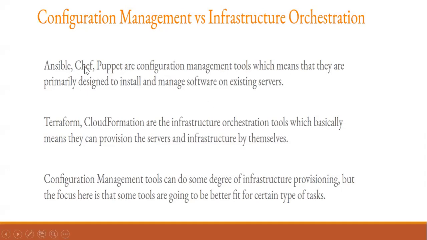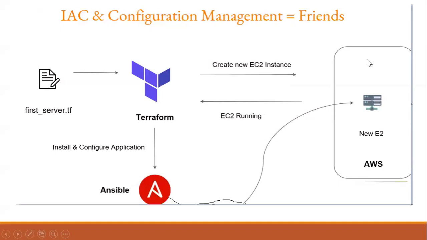Managing software on existing servers means once the infra is built, Ansible, Chef, Puppet, these all are used. If you want to install Java Tomcat on 100 servers, we can use Ansible. So this is configuration management. Once the infra is built, we can do the configuration. What are the configurations? App configuration, application configurations.